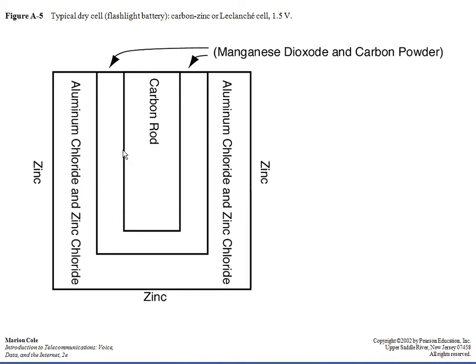The positive terminal is a carbon rod, and along the outside we have aluminum, chromium, and zinc chloride. Aluminum and zinc chloride will be the source of the electrons, the negatively charged particles, when we complete a circuit. Now, while the battery sits on the shelf in this state, no energy is discharged. But once we connect a wire between the positive and negative terminals, then the flow of electrons from the negative end will be directed towards the positive end, and the battery will start to discharge.